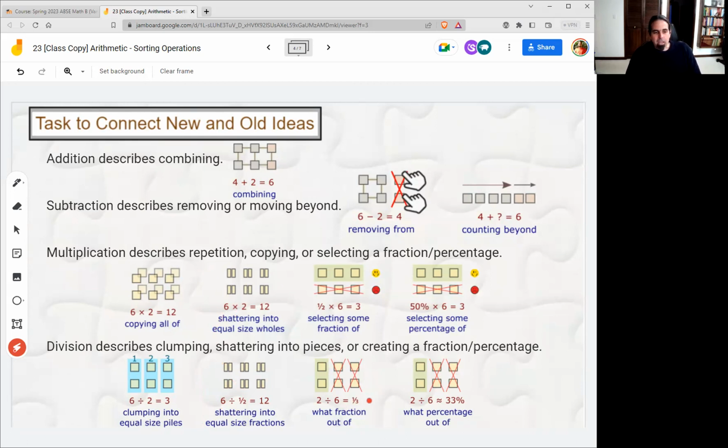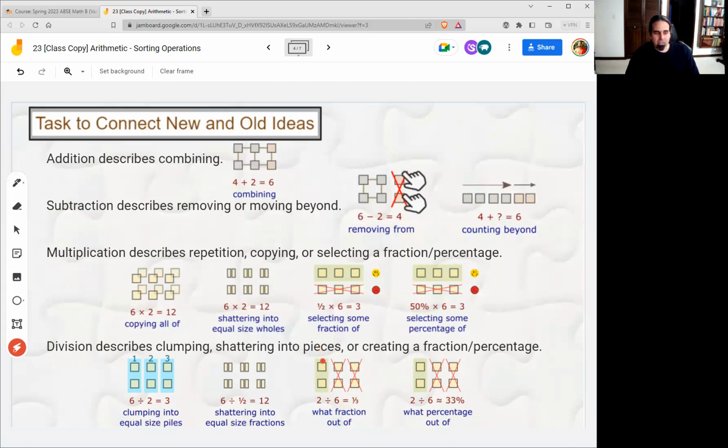If I want to make a fraction, not that I start with a fraction and say half of something, but I want a fraction, then that's division. I have 2 things that are special out of 6. How many are special? 1 of the thirds. So there are 6 cupcakes. I get cupcakes. What fraction of the cupcakes do I get to eat? 1/3 of them. That's division.